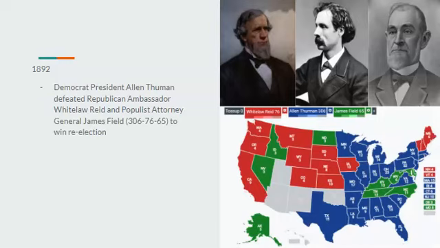Democrats renominate President Thurman. The Republicans nominate UK Ambassador Whitelaw Reid. And the Populists, who become a major party for this election only, nominate Virginia Attorney General James G. Field. And this helps him in the South, however, this hurts him in the Plain States and Rust Belt. So that's why he doesn't win Wyoming and Iowa and all that. But this causes Allen Thurman to win in a landslide, 306 to 76, as Reid and Field are splitting the vote with one another. So Thurman wins re-election in a landslide.